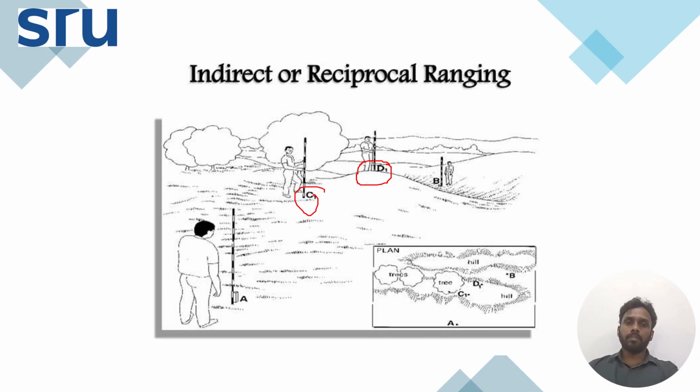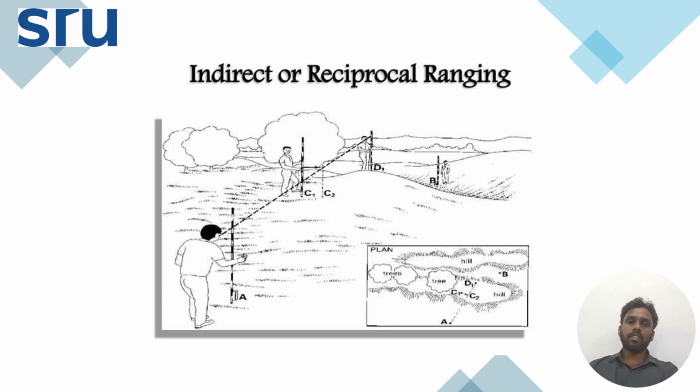What he will do first: a person from point A will be focusing on point B, and asking the person who is at C1 to move from C1 to C2, which is exactly aligning with the straight line between A and D, right? Okay, so this is the first one.